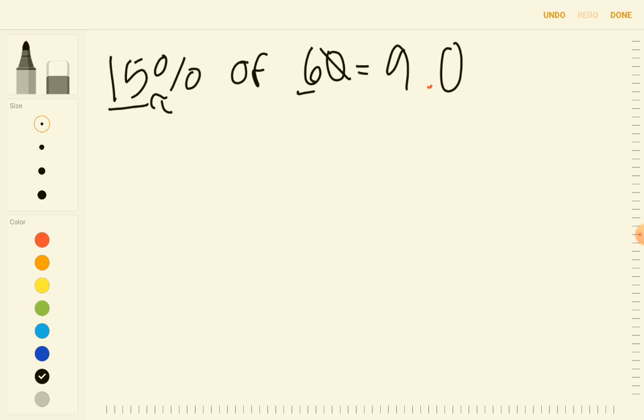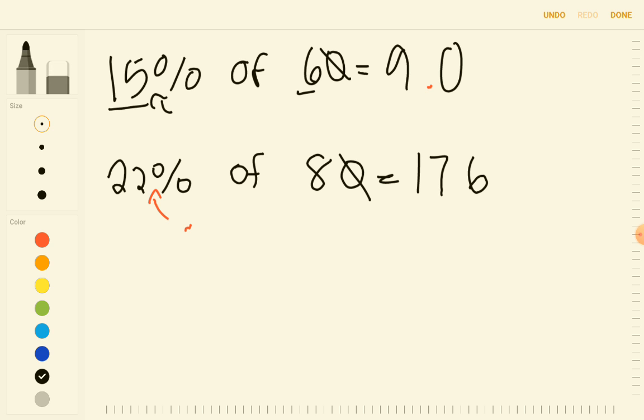For our next problem, we have 22% of 80. And just like this, since 80 ends in a 0, we can cancel that one out. And since there is no 0 over here, we would just use a decimal. So 22 times 8 is 176. So we write it out, and our decimal place is right here. And now we just move it to the left one. So our final answer would be 17.6.